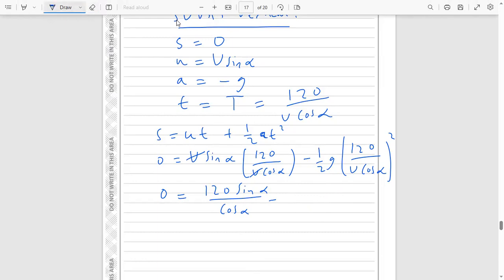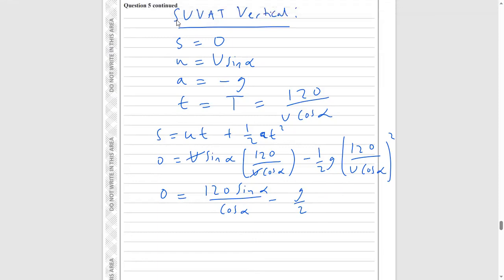So we've got g over 2, so half g, and then 120 squared. Let me get my calculator over here. 120 squared, can't do that in my head, would be 14,400. So we've got 14,400 over u cos alpha all squared, that's going to be u squared cos squared alpha. Okay, so we get that. Then we've got 120 sine alpha over cos.